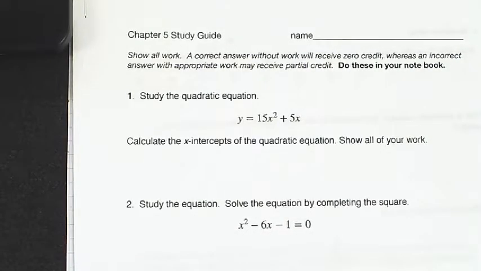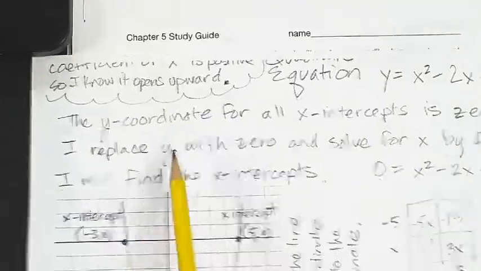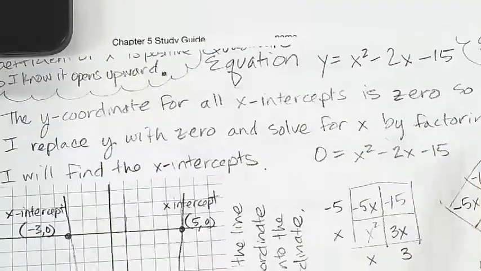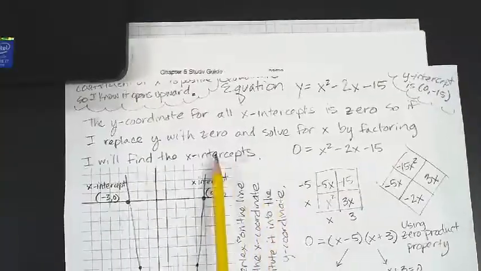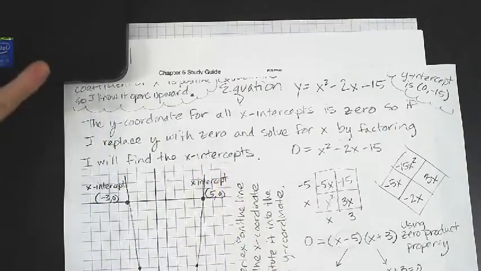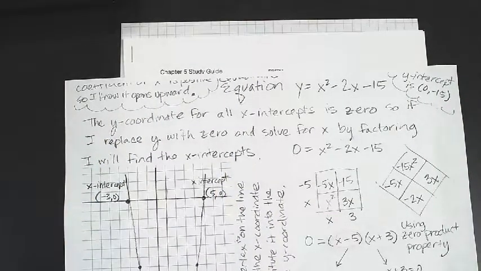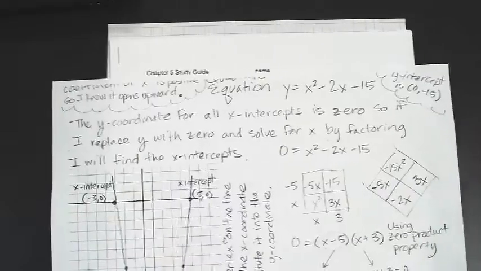So this first question says to calculate the x-intercepts. Show all your work. So remember your notes. The y-coordinate for all x-intercepts is 0. So if I replace y with 0 and solve for x by factoring, I will find the x-intercepts.